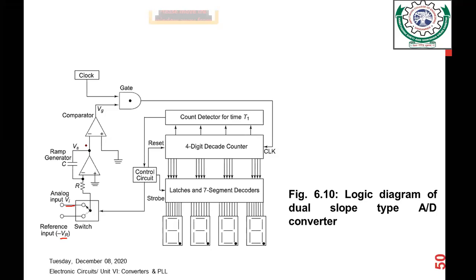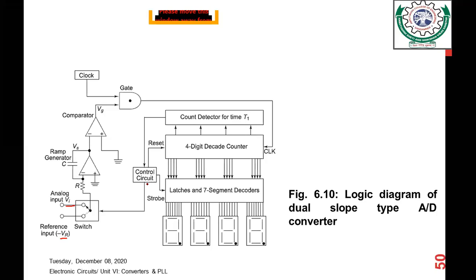But this output of the ramp generator is given to the input of the comparator circuit, again at the inverting terminal, and the resulting output of the comparator would be positive, that is Vg. The output of the comparator along with one clock signal is given to the AND gate. The output of the AND gate acts as a clock signal for the 4-digit decade counter, and the output of the decade counter, according to the count up and count down, is detected by the count detector for the duration of t1 seconds, and the output of this count detector is used to control the control circuitry, and the output of the control circuitry is again fed to the switch.